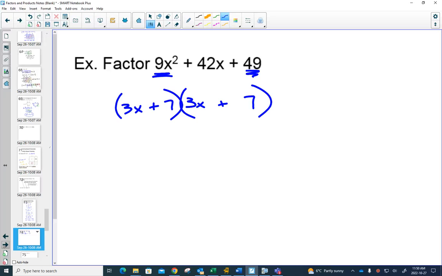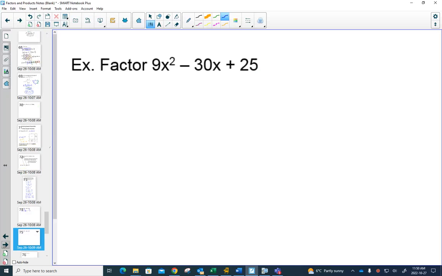Can they both be negative, or would one be positive? This is a perfect square, 3x again, and this is five, a perfect square. So let's try it to see if it works. 3x, 3x, 5 and 5, they both have to be minus. Does it work? Check it. Yes. Perfect.